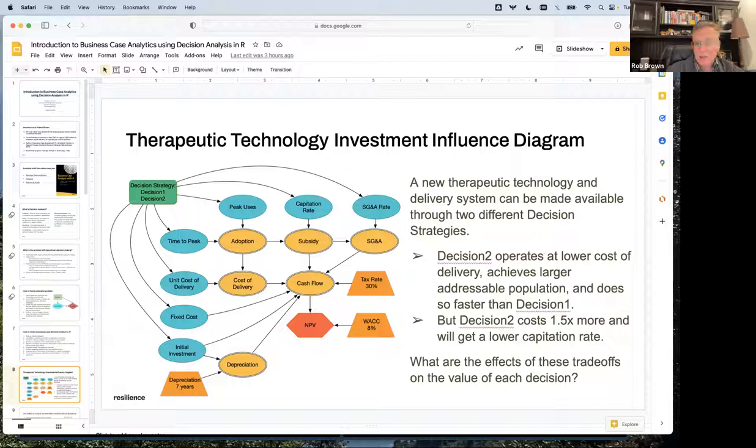The first thing is, in this particular case study, we'll consider a therapeutic technology combined with a service that an organization is invested in, maybe some sort of healthcare organization like the NHS, or something more like a public-private type operation like a hospital here in the United States.